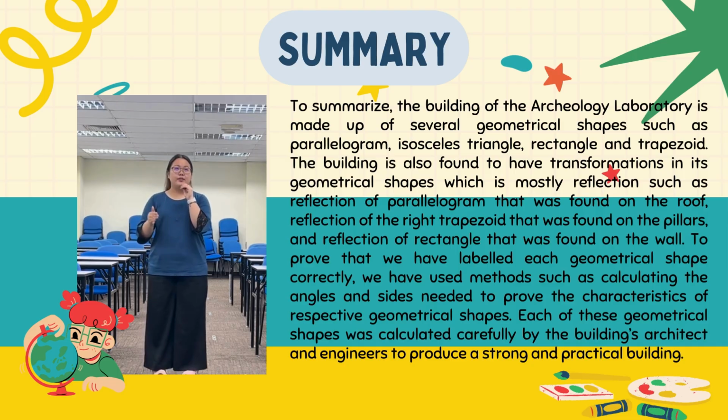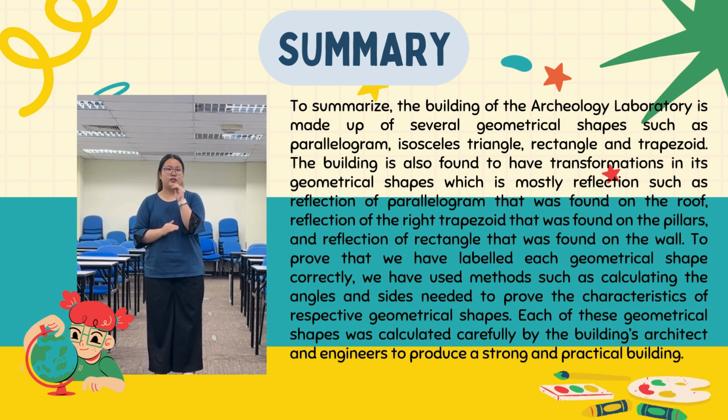To summarize, the building of the archaeology laboratory is made up of several geometrical shapes, such as parallelogram, isosceles triangle, rectangle, and trapezoid. The building is also found to have transformations in its geometrical shapes, which is mostly reflection, such as reflection of parallelogram that was found on the roof, reflection of the right trapezoid that was found on the pillars, and reflection of rectangle that was found on the wall. To prove that we have labeled each geometrical shape correctly, we have used methods such as calculating the angles and sides needed to prove the characteristics of respective geometrical shapes.